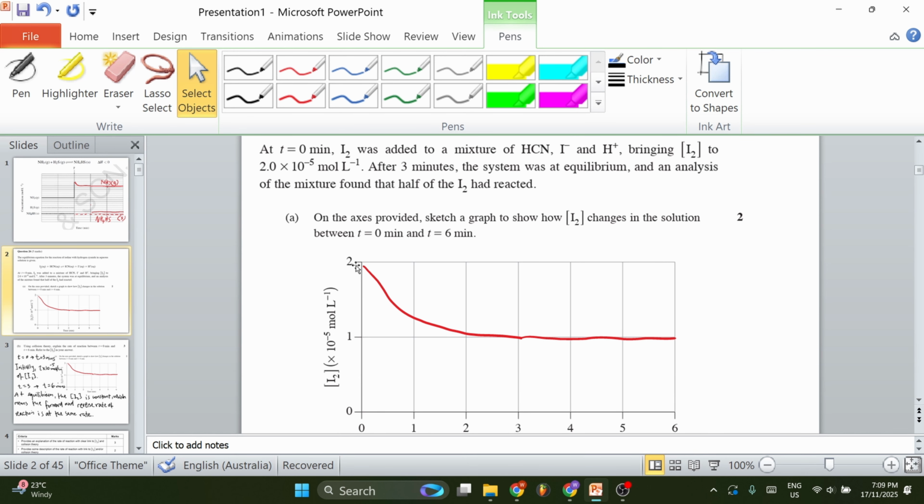So it starts at 2. From 3 to 6, I2 is at equilibrium. After 3 minutes, an analysis showed that I2 is half of what was before, and so half of 2 is simply 1, and so you draw a decrease in concentration meeting at 3 minutes. At such time afterwards, it's going to be a constant horizontal line because it's now at equilibrium.